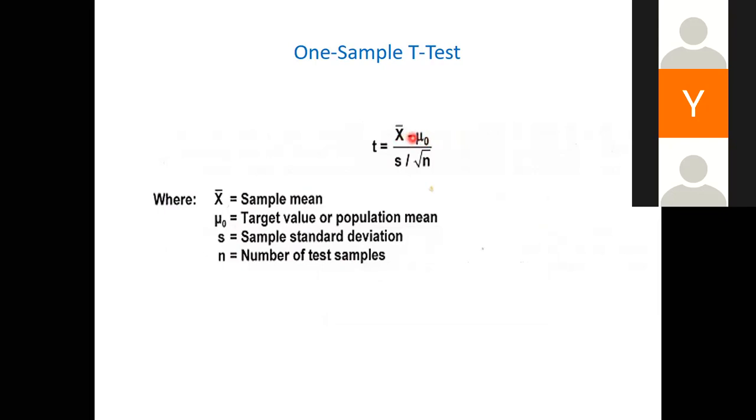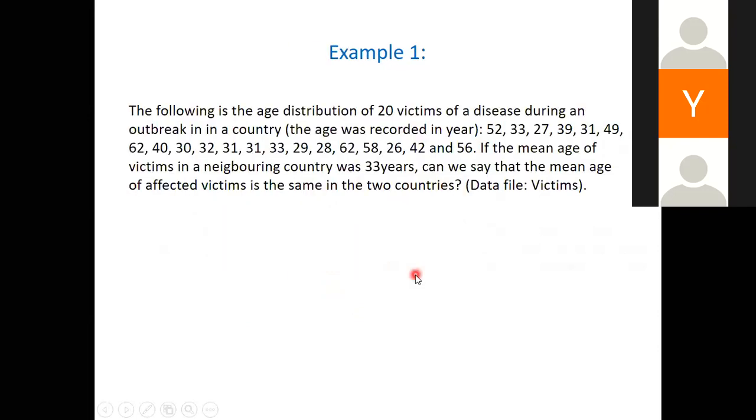So X bar minus mu over the standard error of the mean, which is standard deviation over square root of sample size. That's all. Now, X bar is the sample mean, mu is the target value of the population mean, s is the sample standard deviation, and n is the number of samples. This is the description of the formula.